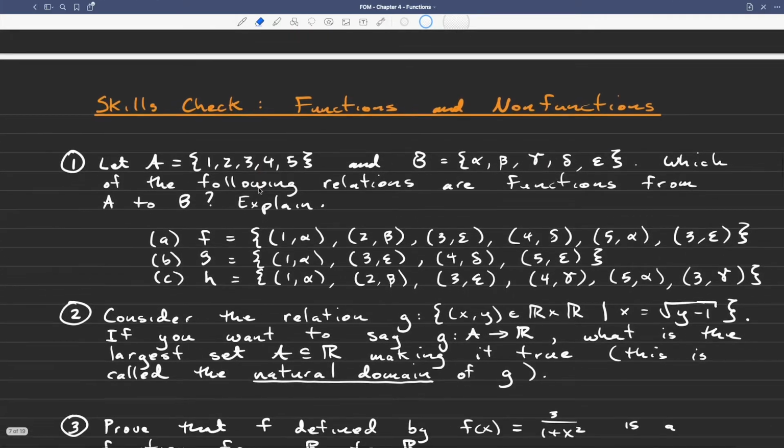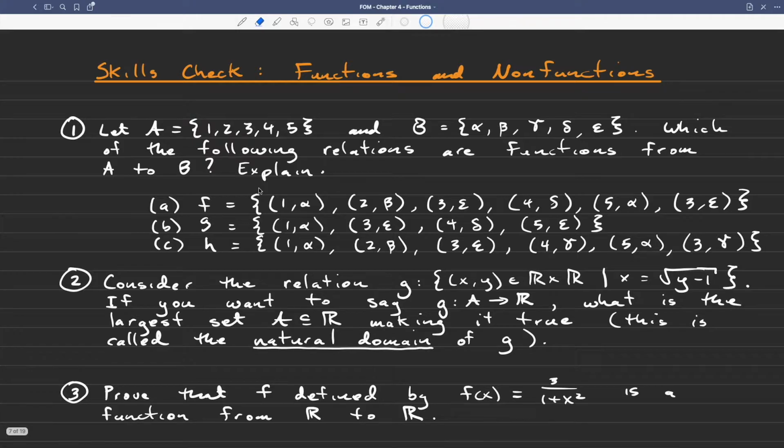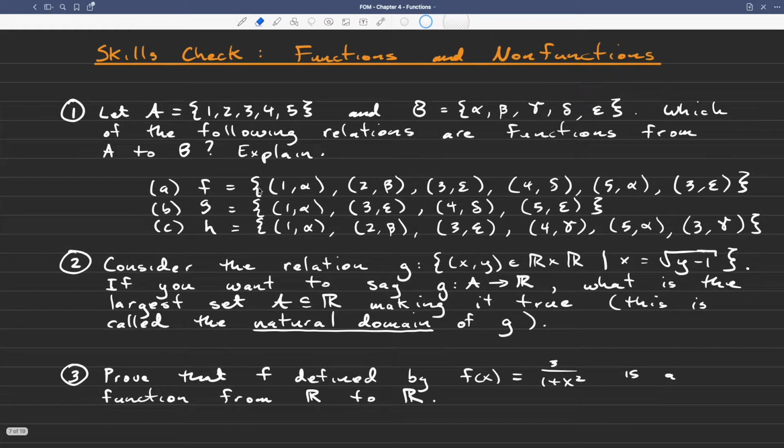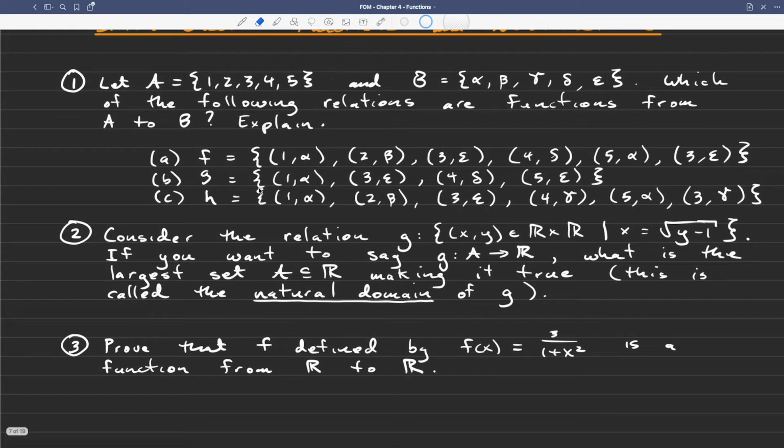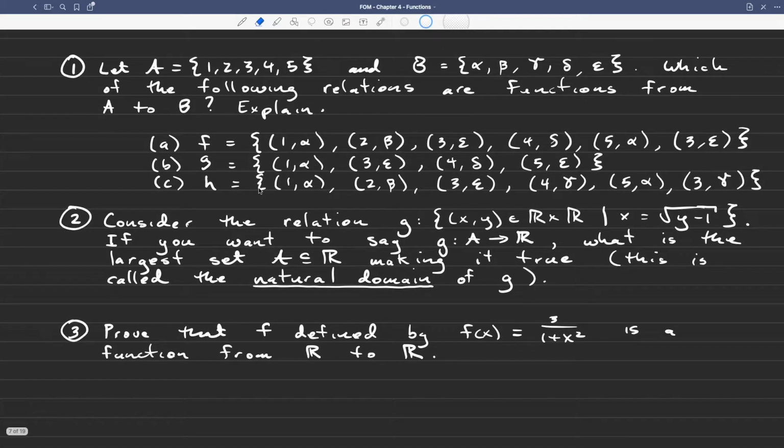Okay, let's do a quick skills check on functions and non-functions. So I have 3 problems I want you to try out here. The first one's similar to the toy example I worked, where we have some functions defined as finite sets of ordered pairs, and we just want to examine which of those are functions from A to B and explain why or why not.